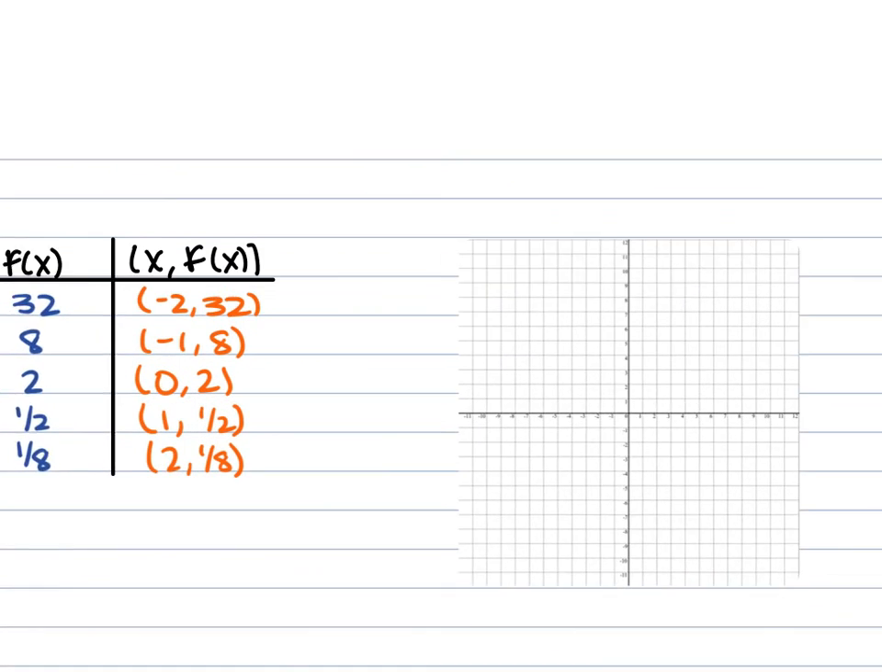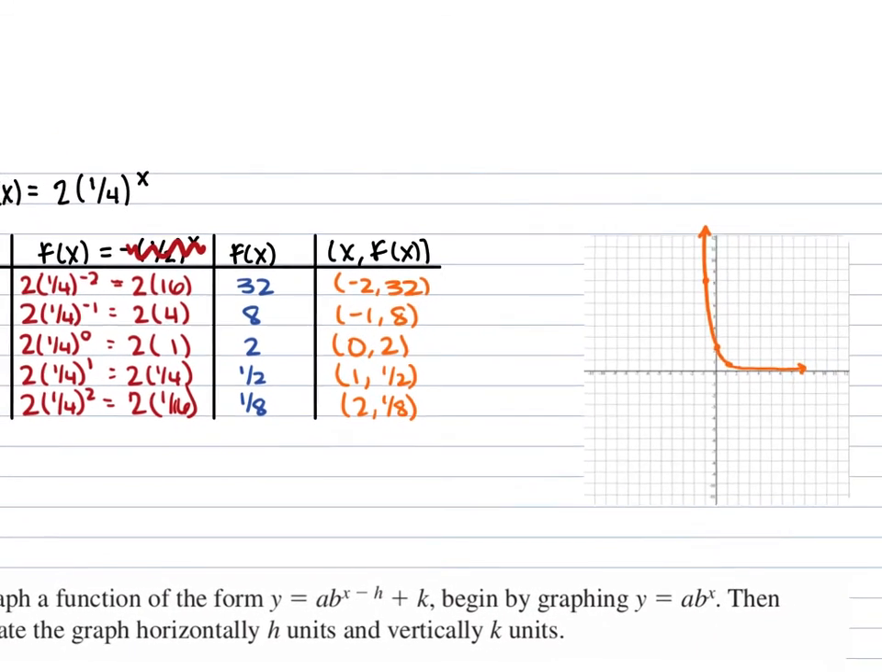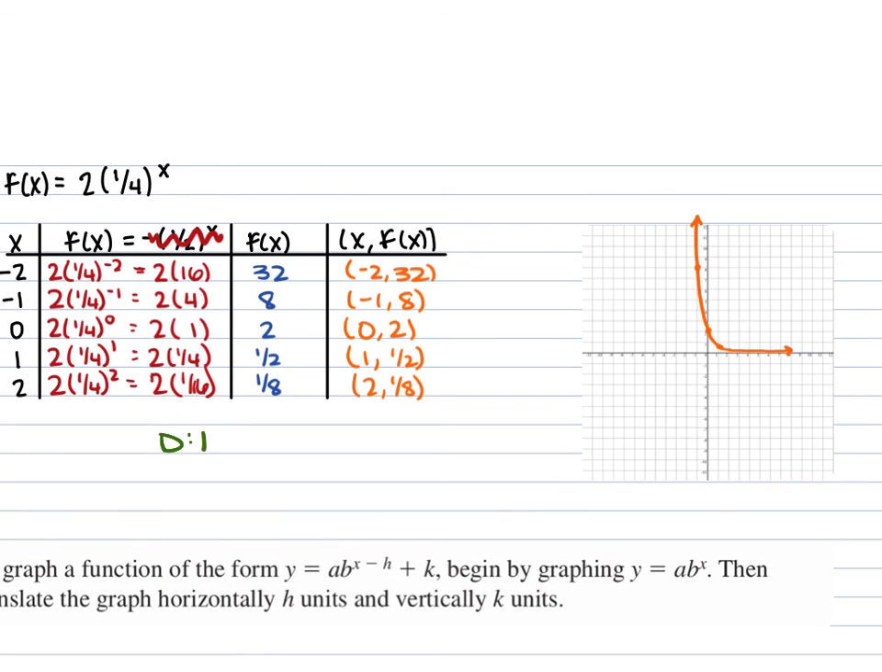So to plot these, that negative 2, 32, I'm not going to plot because it's not going to fit on my coordinate plane. That negative 1, 8 is here. Then I have 0, 2, 1, 1/2, which is here, and 2, 1/8, which is about here. So it's going to get really, really close to that x-axis and curve to go back up, going to the left. So with this, it's giving us a domain of automatically all real numbers and a range of y is greater than 0.